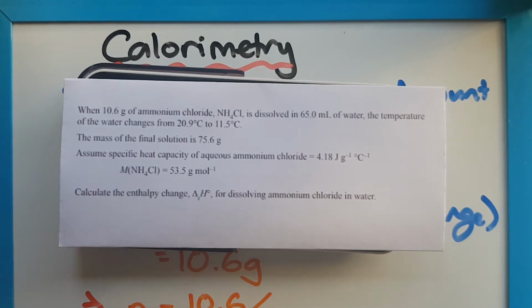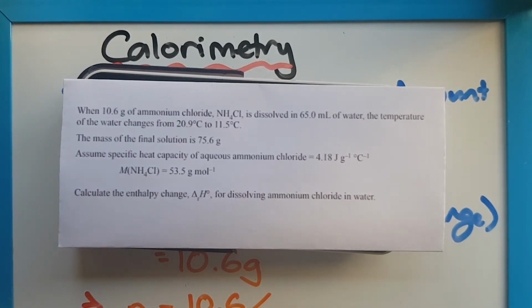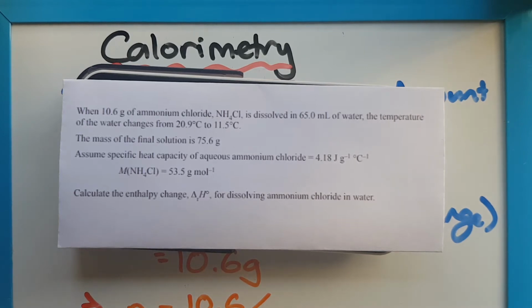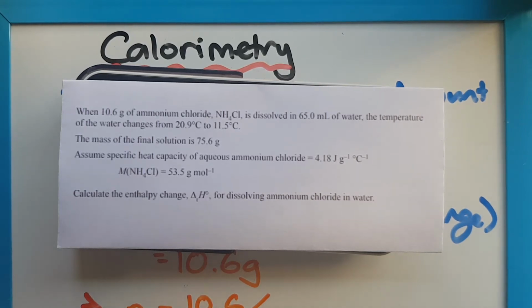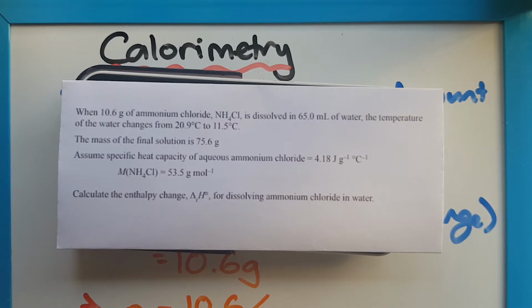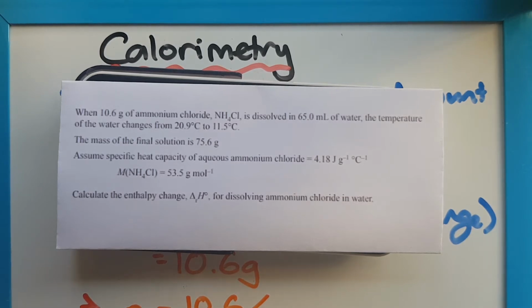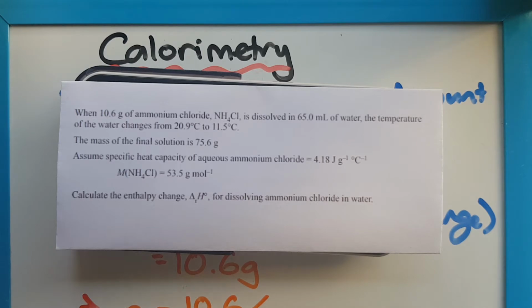This is our second video where we look at calorimetry and how to answer this sort of question here that comes from the 2018 NCEA Level 3 exam on thermochemistry and particles. It states that we've got 10.6 grams of ammonium chloride being dissolved in 65.0 mL of water, and that there is a decrease in temperature of 9.4 degrees. It's given us that total mass to work with, which is quite nice.